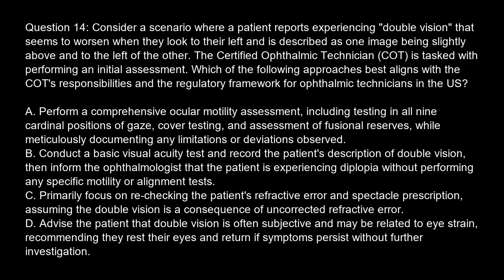Option A. Perform a comprehensive ocular motility assessment, including testing in all 9 cardinal positions of gaze, cover testing, and assessment of fusional reserves, while meticulously documenting any limitations or deviations observed. Option B. Conduct a basic visual acuity test and record the patient's description of double vision. Then inform the ophthalmologist that the patient is experiencing diplopia without performing any specific motility or alignment tests.